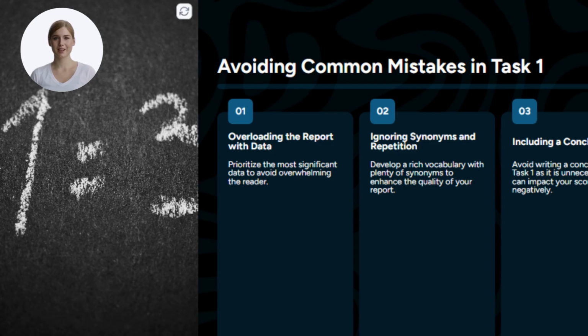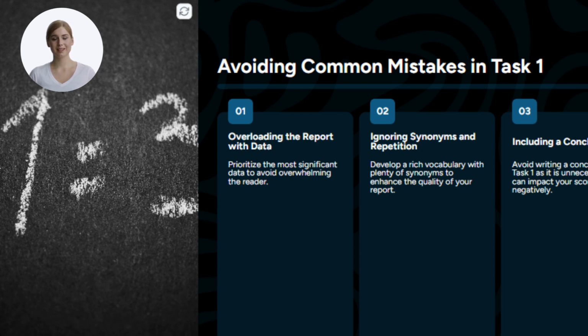Common mistakes and how to avoid them. Including a conclusion. Mistake. Writing a conclusion in task 1 is unnecessary and can cost you points. Solution. Focus on creating a strong overview instead. Using bullet points. Mistake. Bullet points are not allowed in your report. Everything should be in paragraph form. Solution. Even if you're presenting a list, ensure it's within a cohesive paragraph.